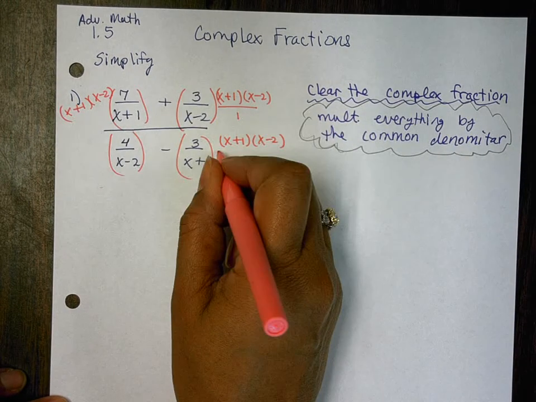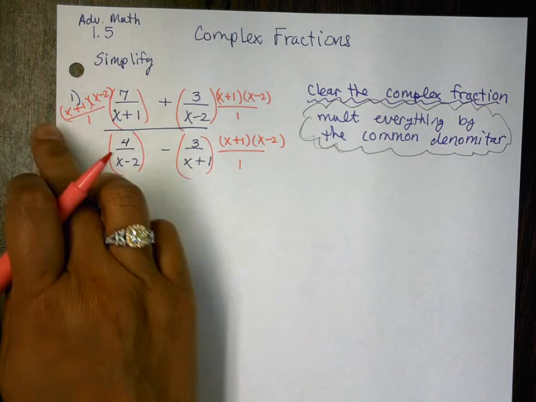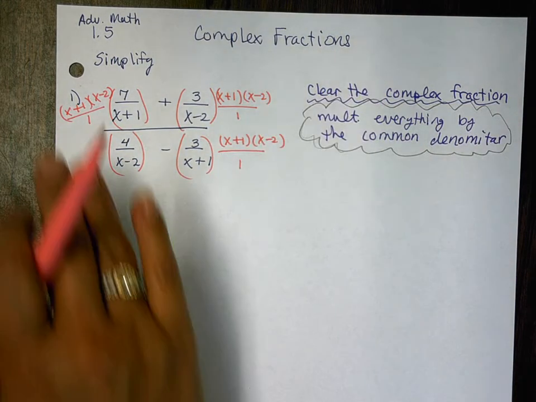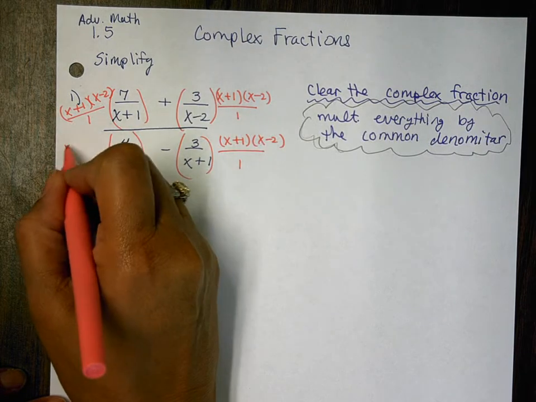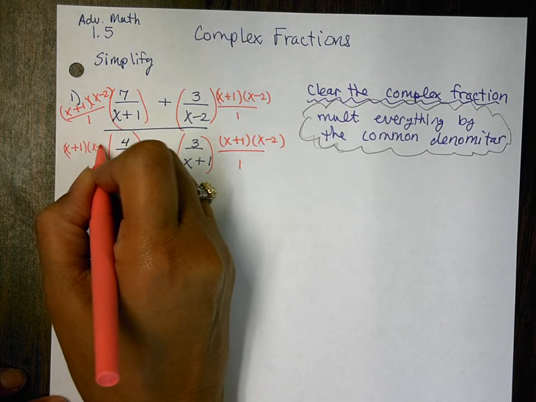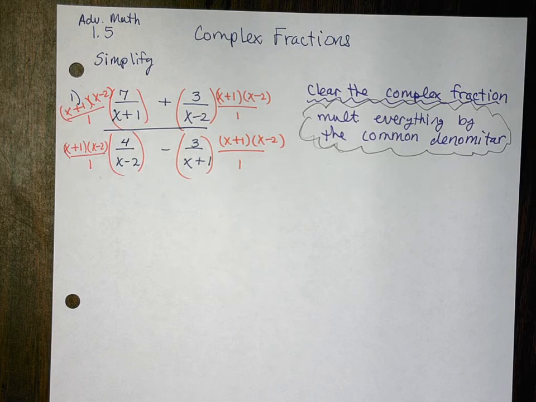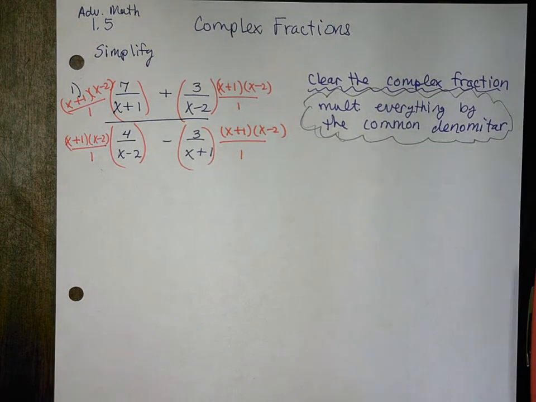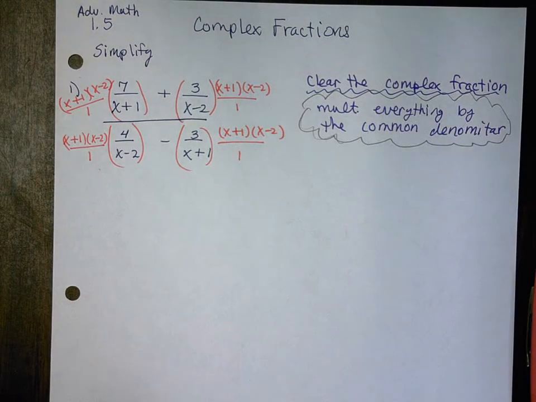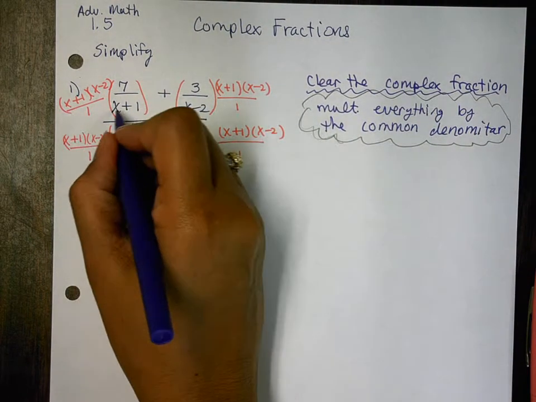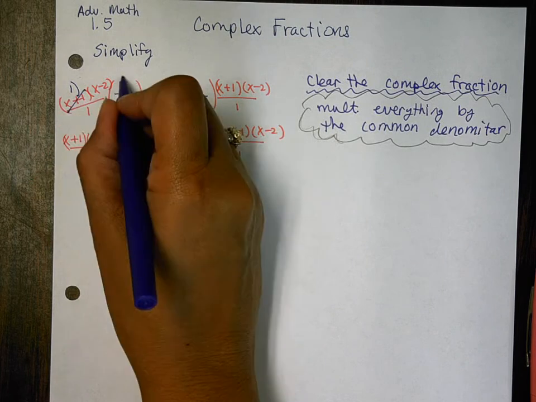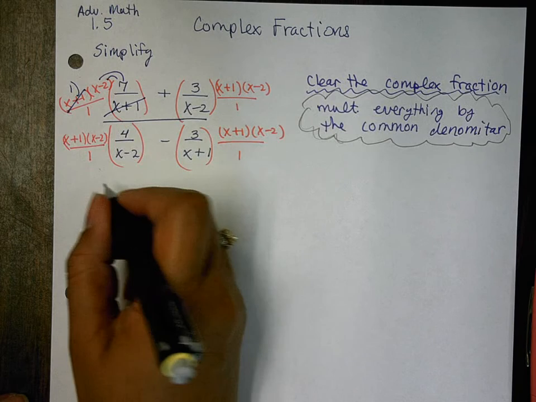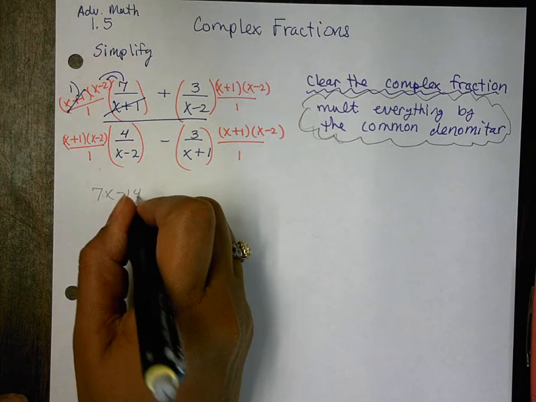Now, you don't have to put it over 1. I'm just doing that to show that I'm multiplying itty-bitty fractions everywhere. I'm pretty much distributing this x plus 1, x minus 2 to every term. Okay, x plus 1, x minus 2, and we are going to clean things up and reduce. So what reduces here? The x plus 1 reduces, gone, and I distribute the 7 to the x minus 2, and that gives me 7x minus 14.